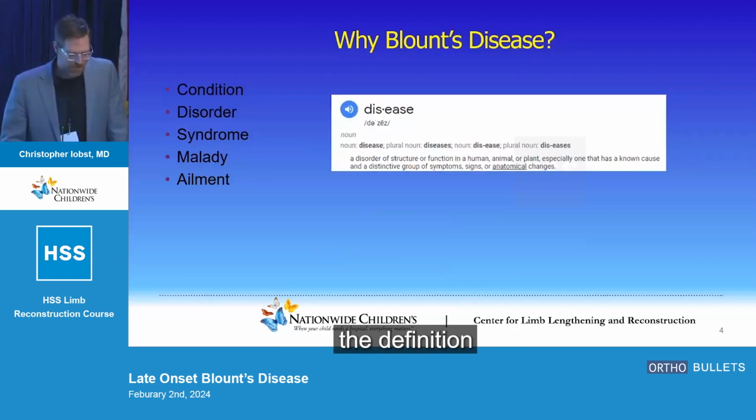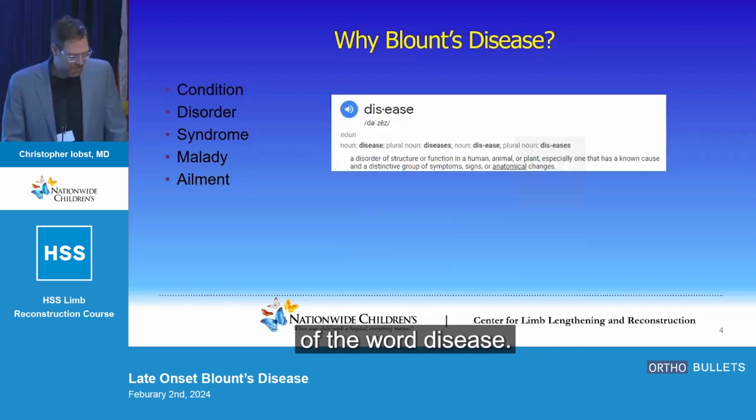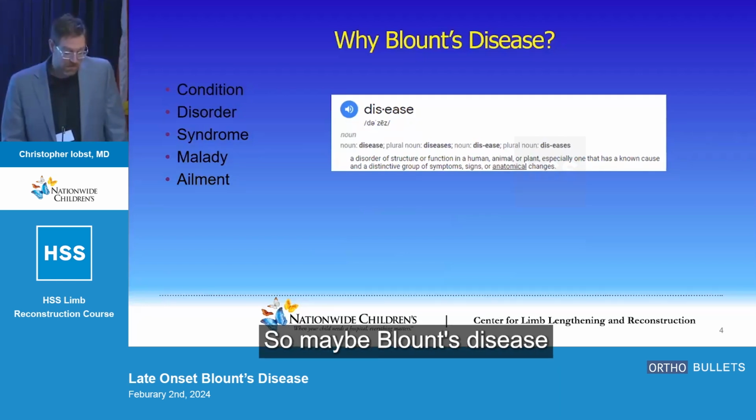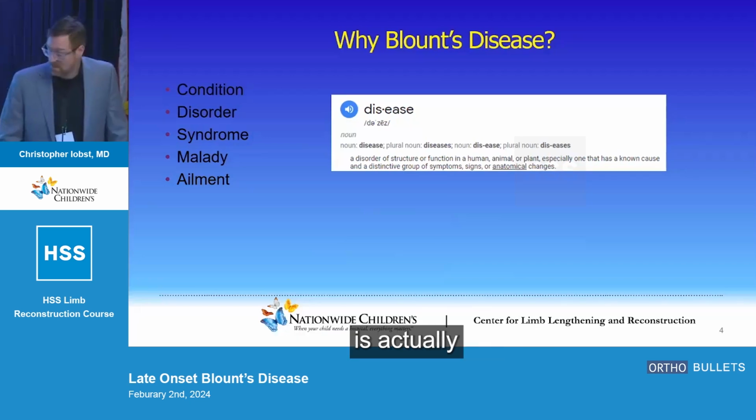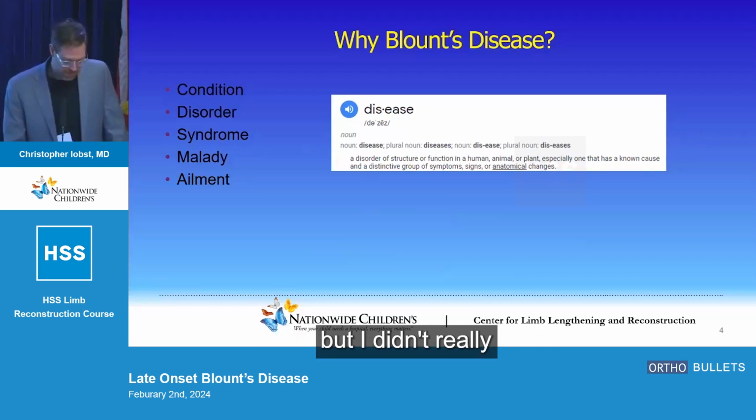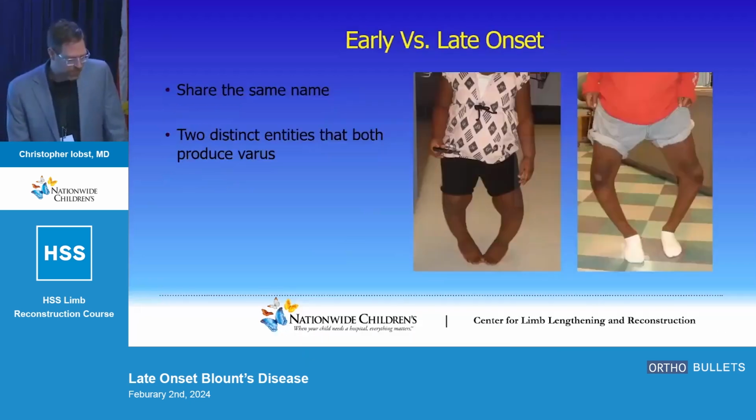But if you actually look up the definition of the word disease, it's a disorder of structure that has a known cause and a distinctive group of symptoms, signs, or anatomic changes. So maybe Blount's disease is actually the accurate term, but I didn't really realize that before.